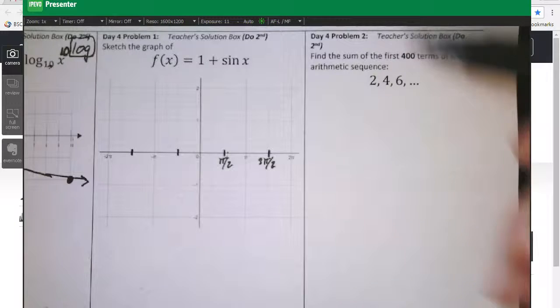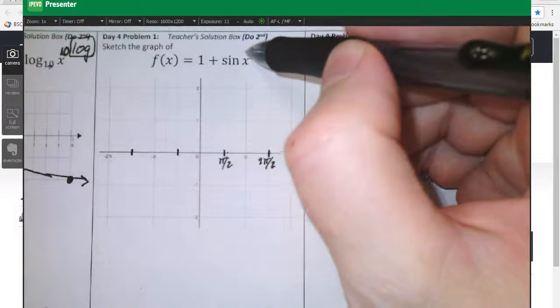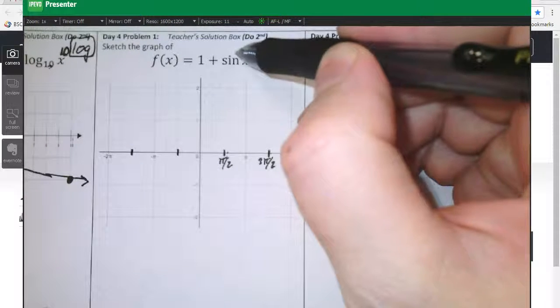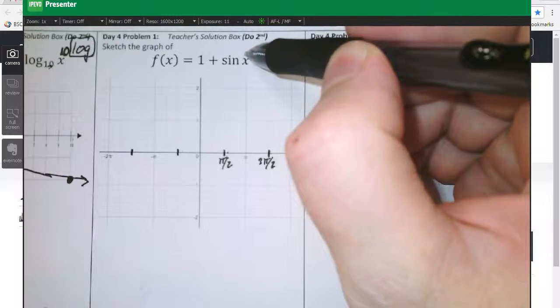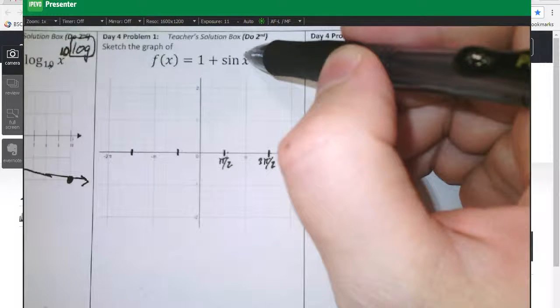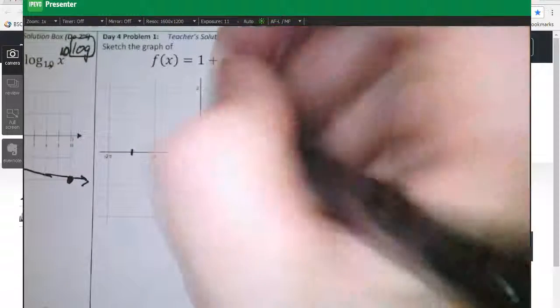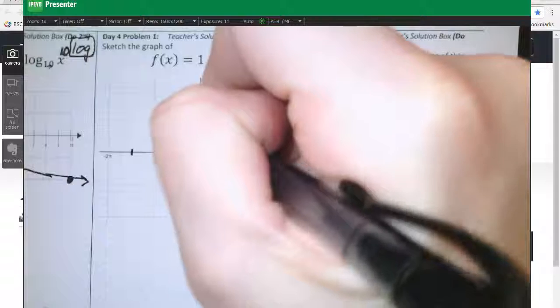All right, let's jump in here and choose x is 0. So putting a 0 right here, we have to figure out the value of sine 0. Sine of 0 is equal to 0. And 0 plus 1 is 1. So 0 comma 1 is a dot on this curve.